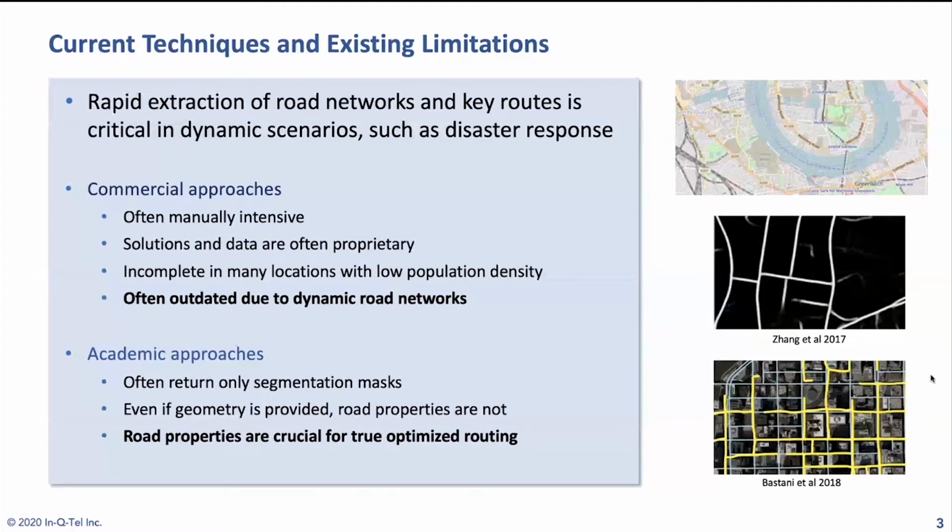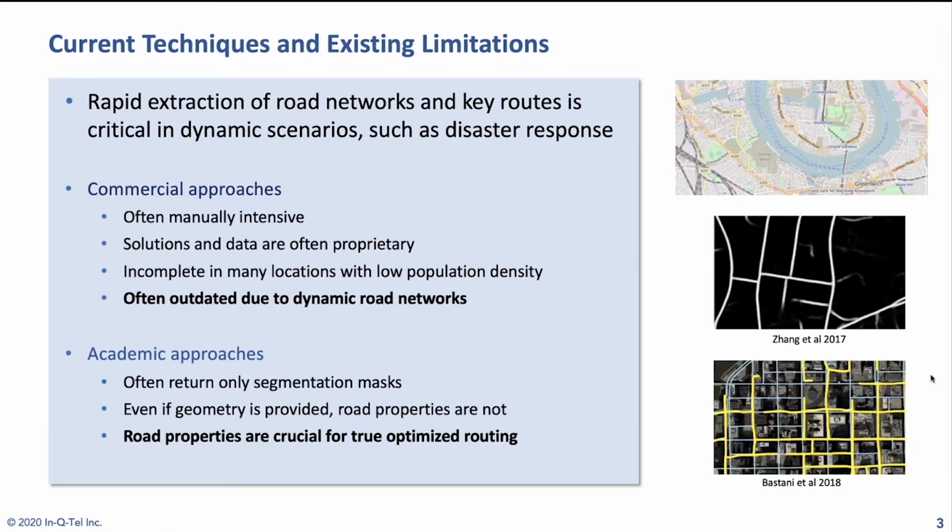So why can't we just use current techniques? Rapid extraction of road networks and key routes is critical in dynamic scenarios, such as disaster response. This is something that we'll go into more later in the intermission period after we get into the demo. But I think that's probably not a controversial statement. There are some commercial approaches that address this. There are a number of challenges here. One of the principal challenges is that these networks are often outdated in dynamic scenarios, such as disaster response, where the road might be washed out or there's flooding or something like this.